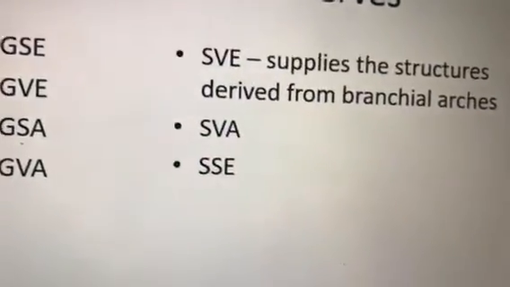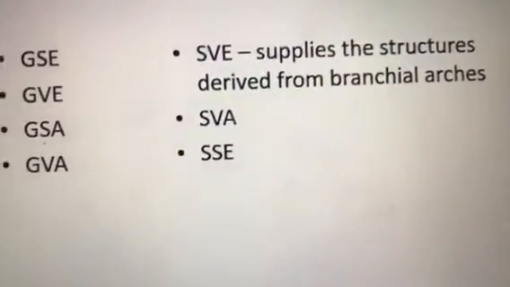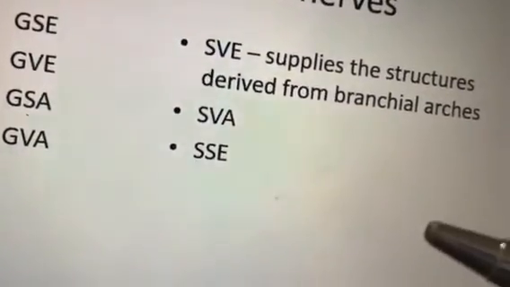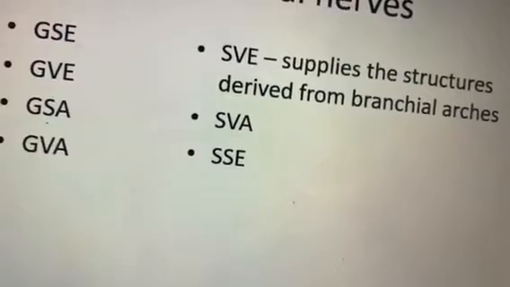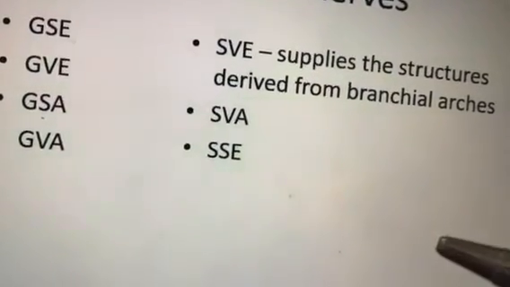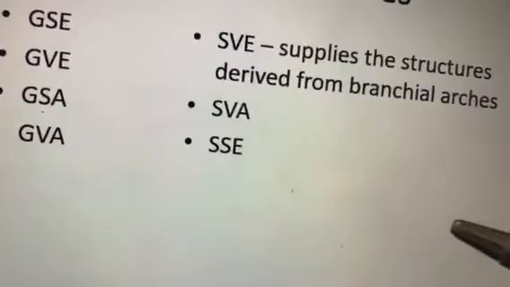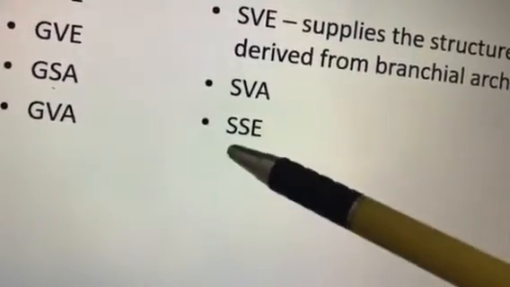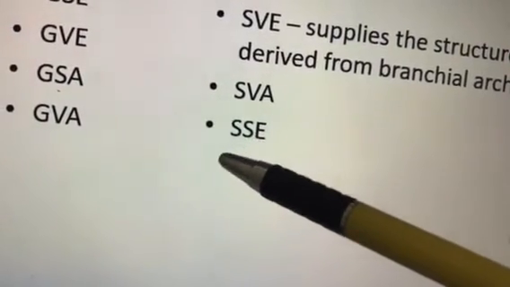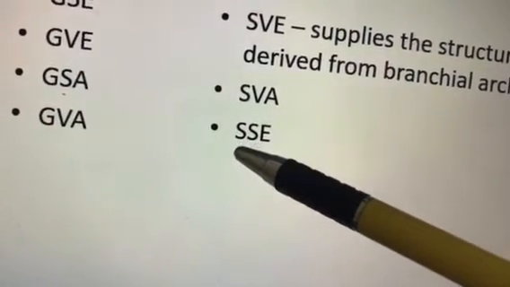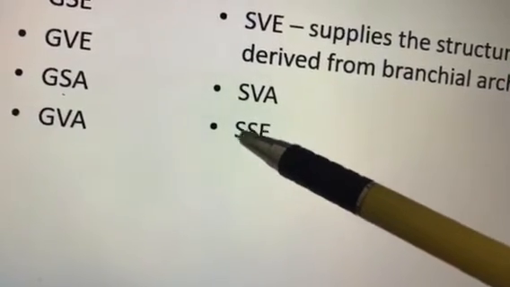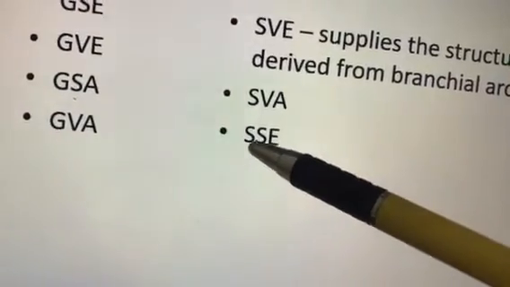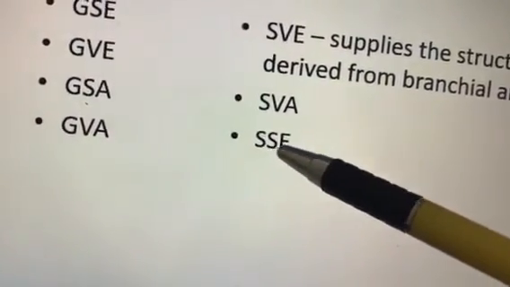So it supplies the structures derived from the branchial arches. And special visceral afferent means from the arches, what are the derivatives. For example, first arch and third arch, they join together and form the tongue, development of the tongue. So sensation from the tongue is taken by the special visceral afferent. And special somatic afferent means it is something special, not a common organ. Somatic means I said it is attached to the body wall. It supplies a structure which is attached to the body wall. That is called special somatic afferent.